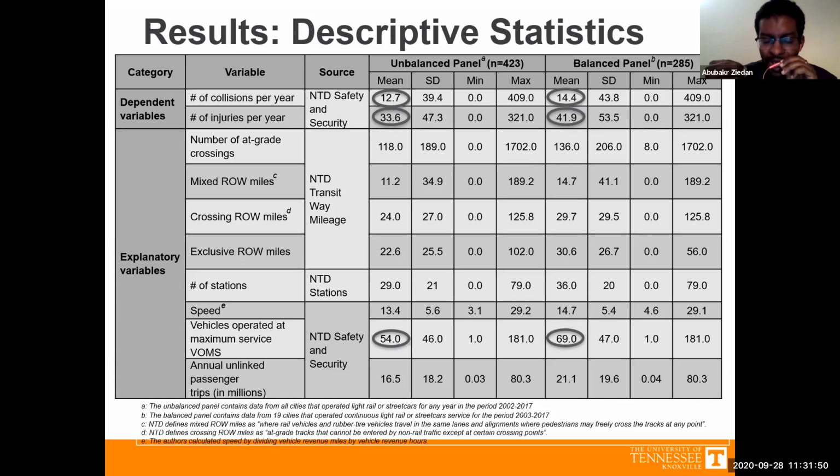of the new cities, probably are introducing small systems compared to the prior existing systems, and they have less exposure and they are less popular, so they are experiencing fewer collisions and fewer injuries per year compared to the cities that have very old systems, and they have been operating for more than 15 years.